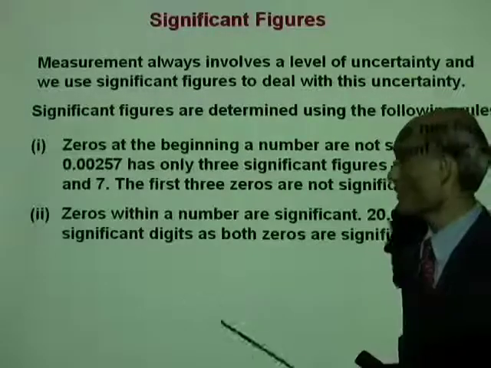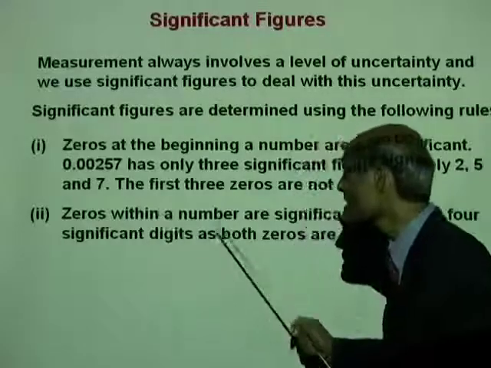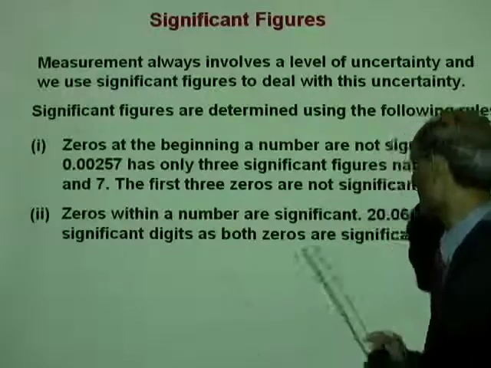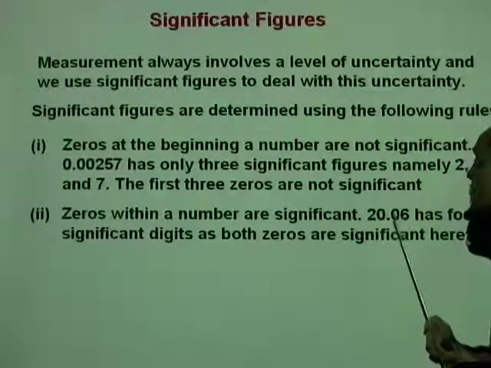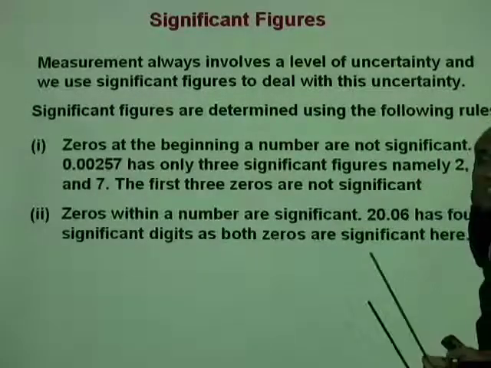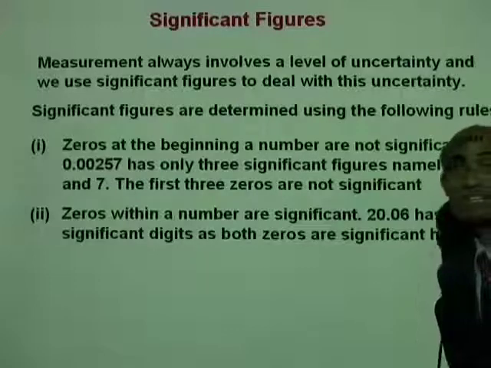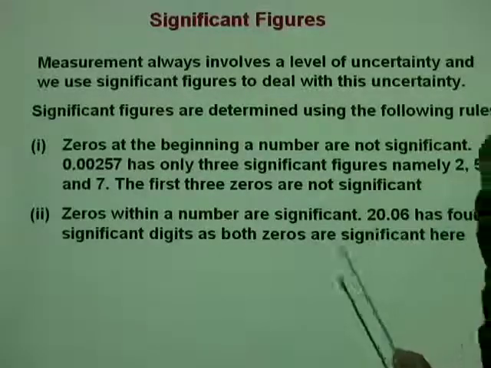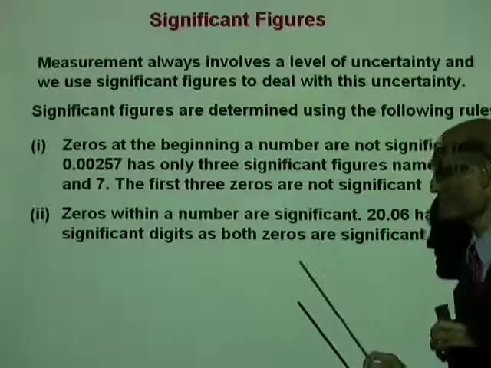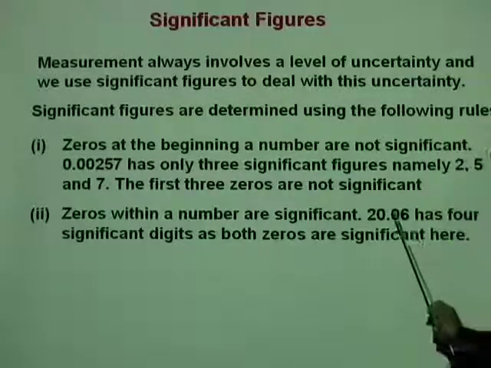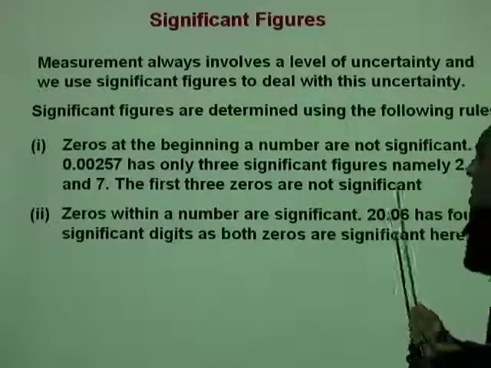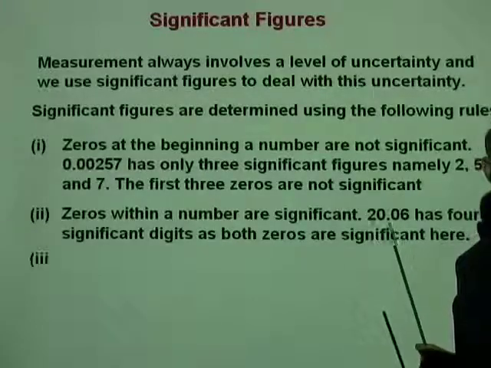Rule number 2. Zeros within a number are significant. For example, 20.06. How many significant digits are there? It has 4 significant digits. That means 1, 2, 3, 4. Both these zeros are significant.